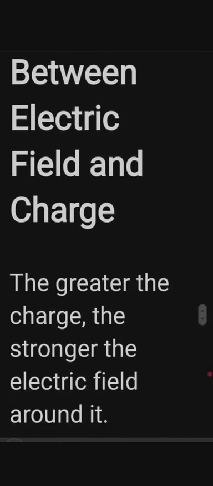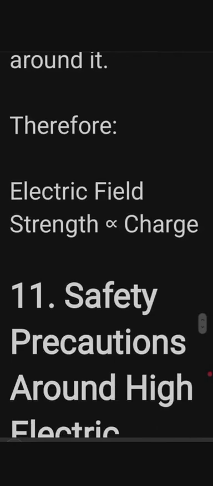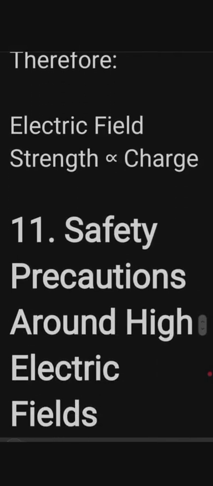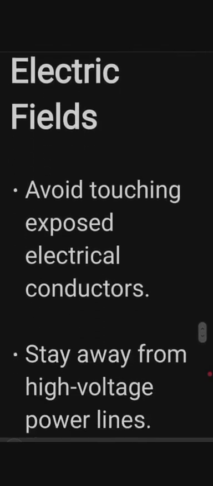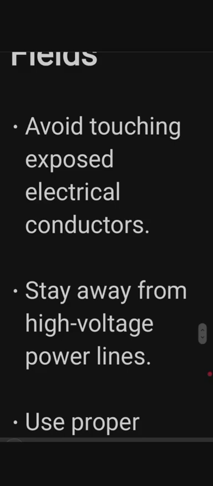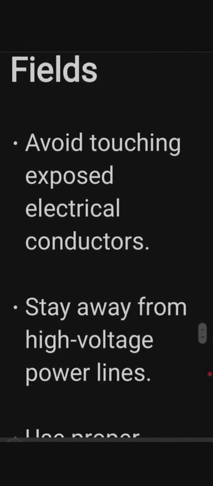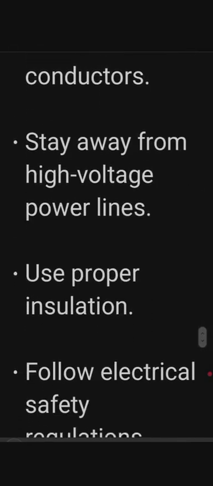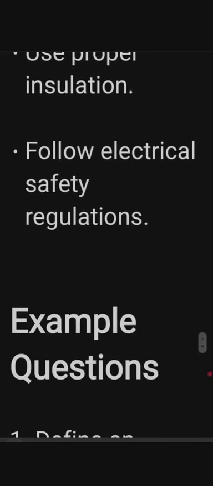The relationship between electric field and charge. The greater the charge, the stronger the electric field around it. Therefore, electric field strength is proportional to the charge. Safety precautions around high electric field. Number one, avoid touching exposed electric conductors. Number two, stay away from high voltage power lines. Number three, use proper insulation. Number four, follow electrical safety regulations.